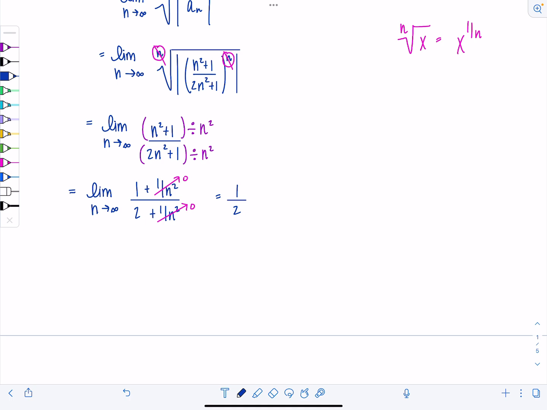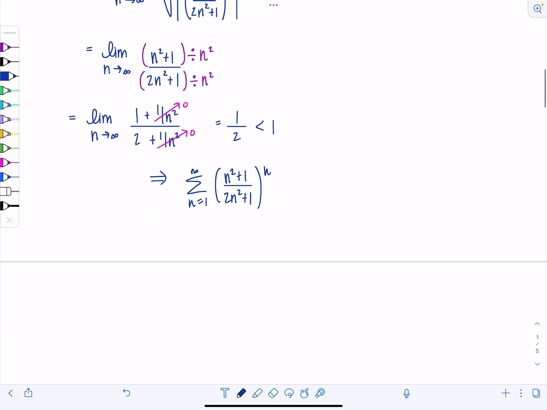Well, if this limit is less than 1, then this tells me that my original infinite series, n equals 1 to infinity, yes, you should always rewrite it, of n squared plus 1 over 2n squared plus 1 to the n. This series is absolutely, I'm putting it in parentheses because they didn't ask for that, but we know it is absolutely convergent by the root test.